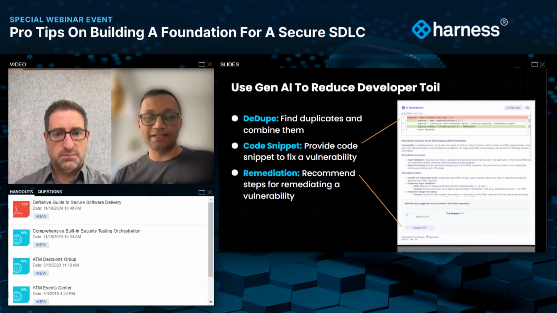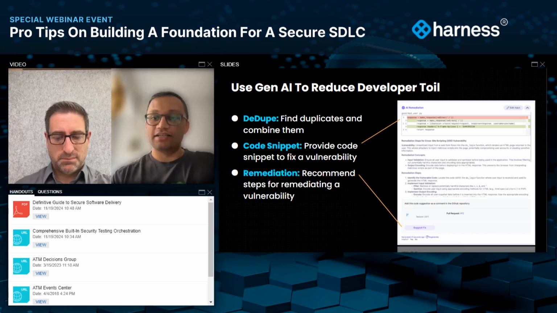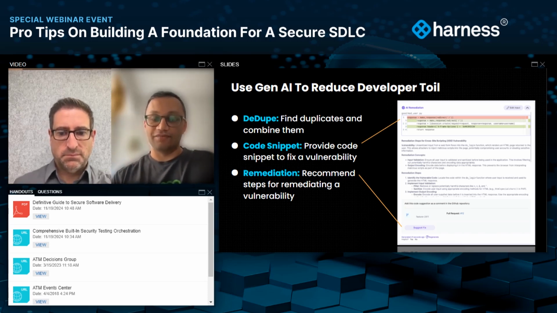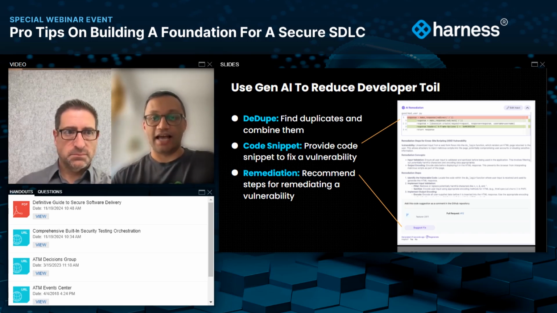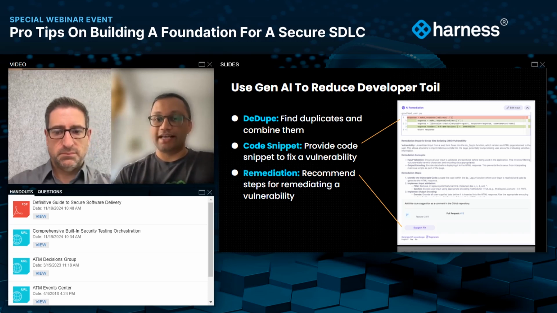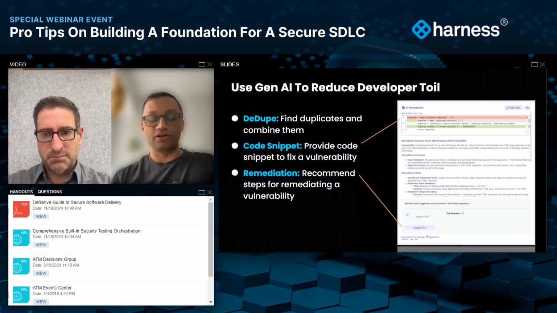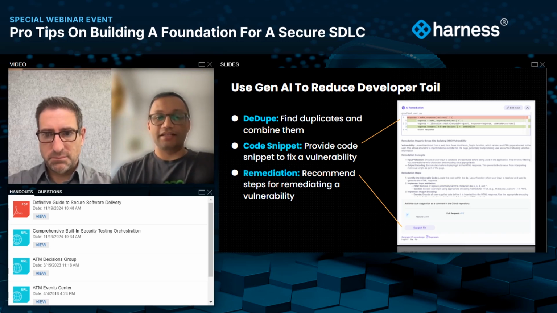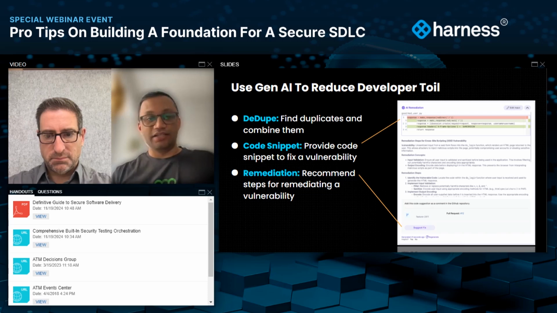Providing a code snippet to fix a vulnerability is also something that AI is really good at. So if a scanner finds a vulnerability, AI can actually look at a few lines of the code, and then figure out how it can be fixed. And in that way, developers who don't have a security background can easily fix those issues. And if AI can't come up with a code snippet, it can also give you remediation steps. So AI is really good at that. It can actually tell you that, hey, you need to bump a version of the open source package or something like that.